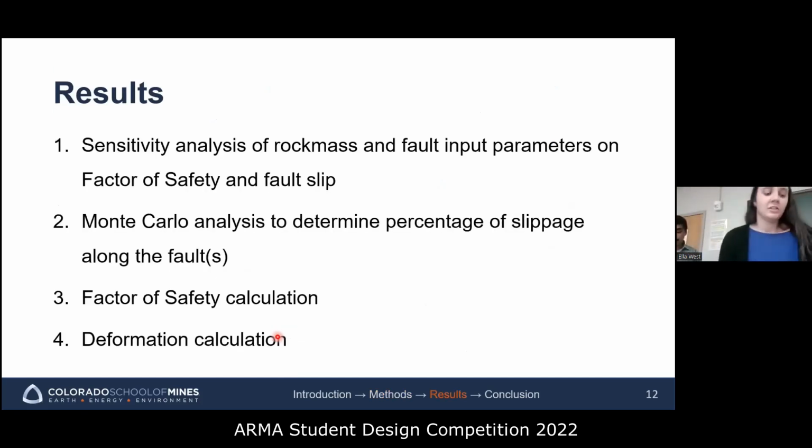Thanks, Mohammed. So just to quickly remind everyone of the steps that we took to quantify the model, which Mohammed just went over, we performed sensitivity analyses on both the rock mass and the fault strength input parameters and how these input parameters affected the model's factor of safety and whether or not the fault or faults slipped. We then performed a Monte Carlo analysis to determine the percentage of slippage along the fault or faults. We performed a factor of safety calculation for the entire model using a shear strength reduction method, which is intrinsic to FLAC. And then we also looked at deformations in the model.